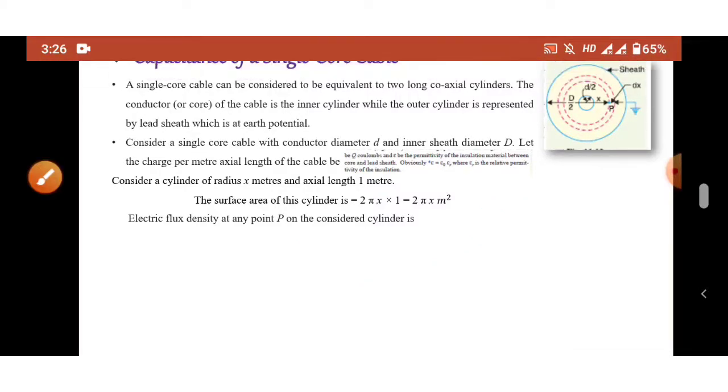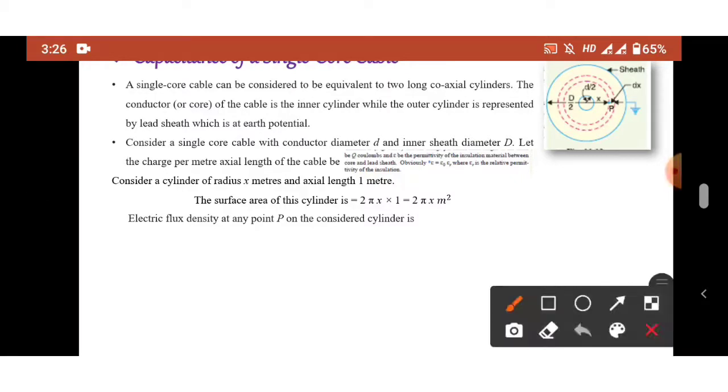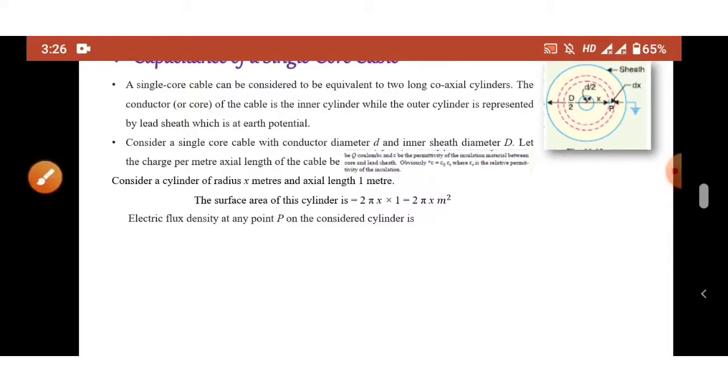So consider a cylinder of radius x from the center and axial length 1 meter. Then the surface area of the cylinder will be 2 pi x into 1, which gives 2 pi x meter square. So we have to find out the capacitance of this cable.